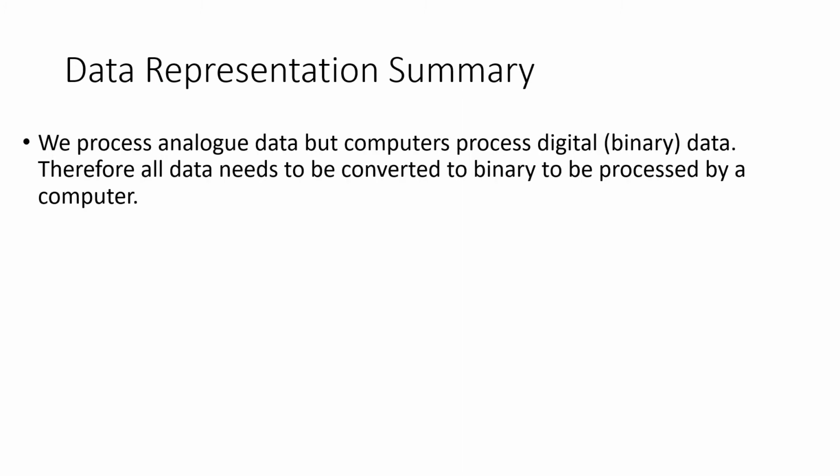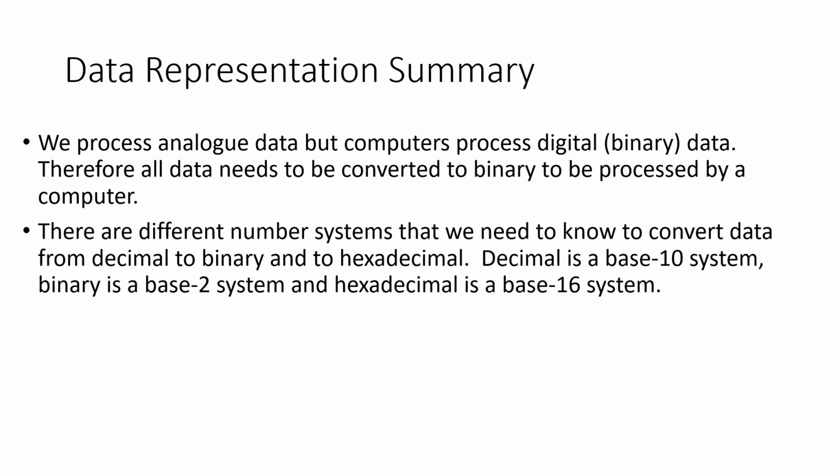We humans process analog, it's continuous. We're developed that way, but computers can't. They've got to listen to it at certain times, take a reading, and store it as binary data. Everything has to be converted to binary to be able to be stored on a computer. Using my number system series, you should now know about the different numbering systems. You need to know about decimal or denary, which is base 10, binary, which is base 2, and hexadecimal, which is base 16.